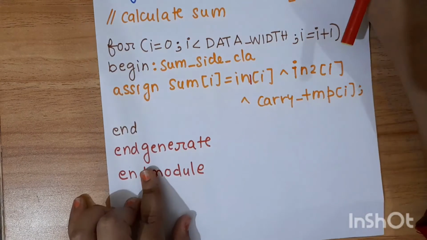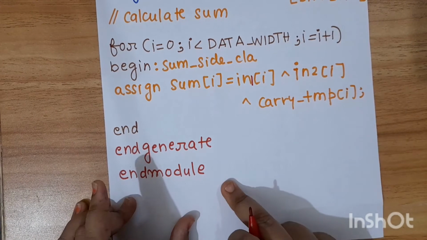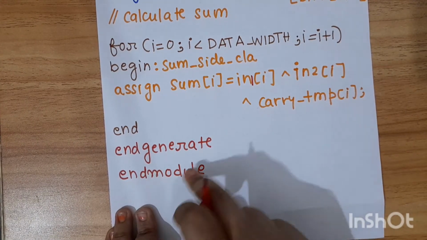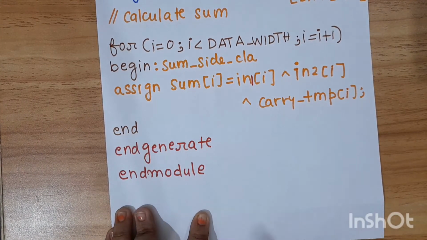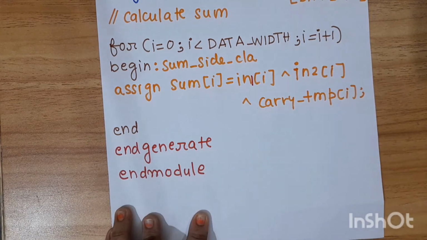Here is the end generate and here is the end module. For the generate keyword I have the end generate here, and for module I have the end module here. This is the RTL code.